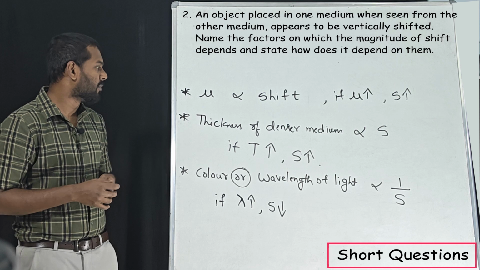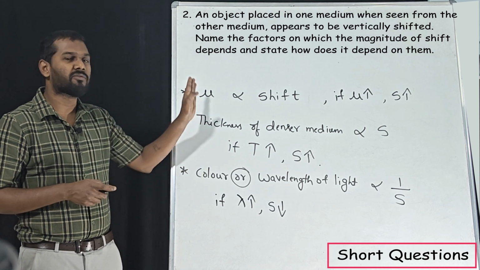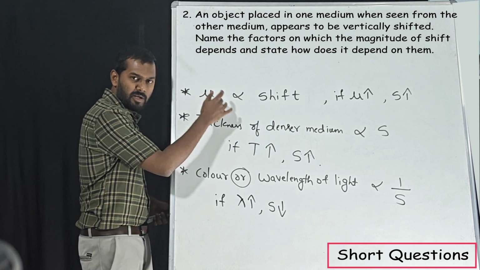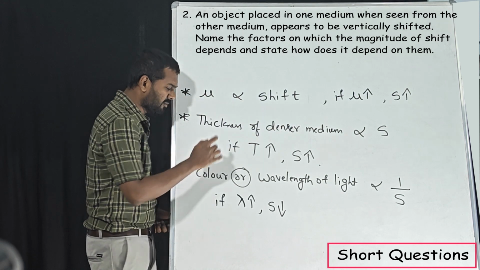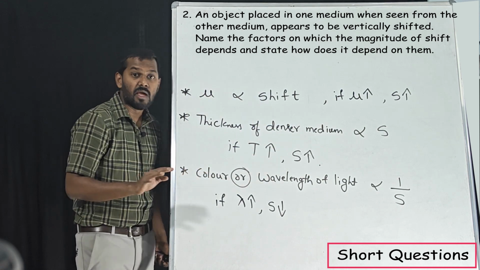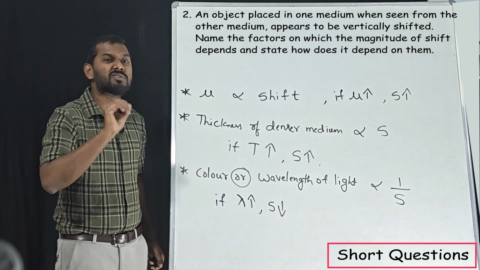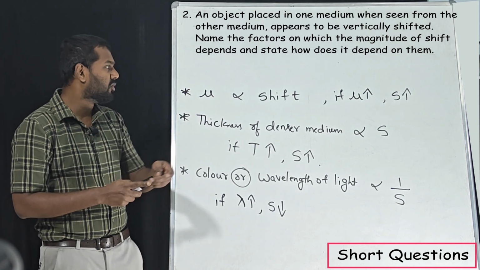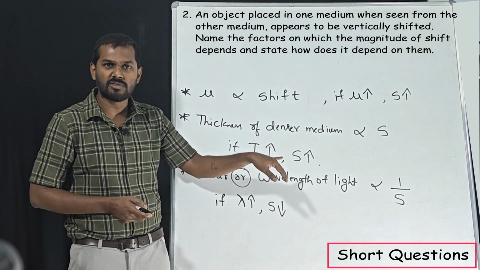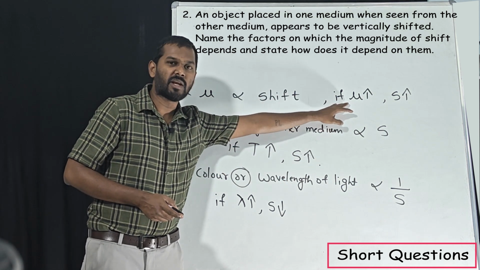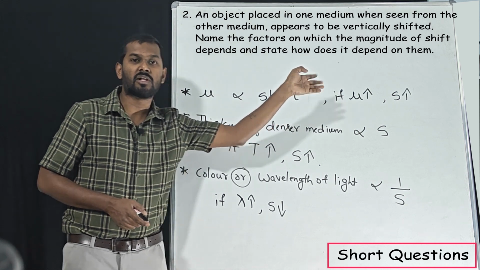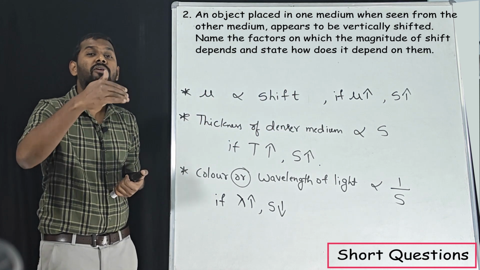If they are asking what are the factors which will affect shift, you have to mention refractive index of the medium, thickness of the denser medium, color or wavelength of light. Only if they are asking just to state. If they are asking how it is affecting, then only go for directly proportional or inversely proportional, or else you can write that if refractive index increases, shift increases. All those things you have to write, how it will affect.